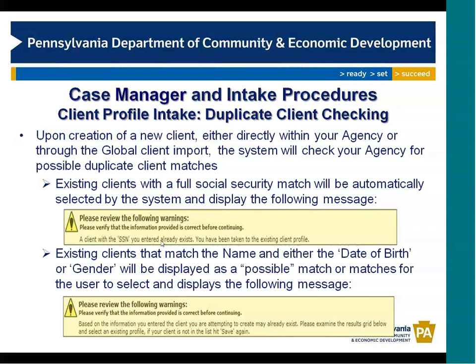If that's the one you want, you click on them, and it'll take that client, put them on the screen, and do that client merge with all the data as well. However, if you look at it and you're positive those aren't any of the clients, and you need to create a brand new client, you just hit save again, and the system will create a new client in the system.